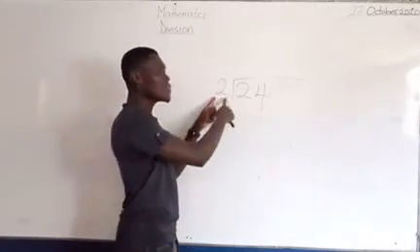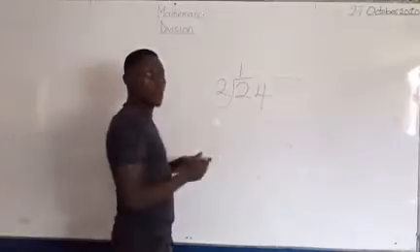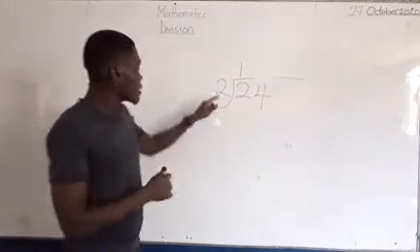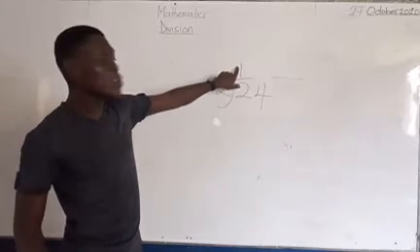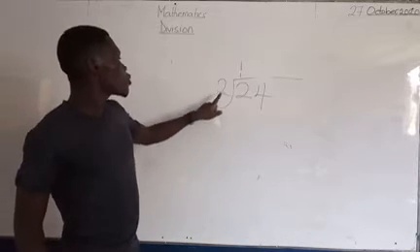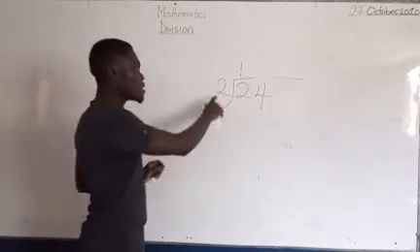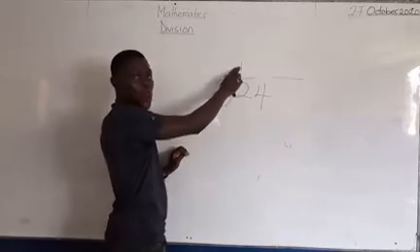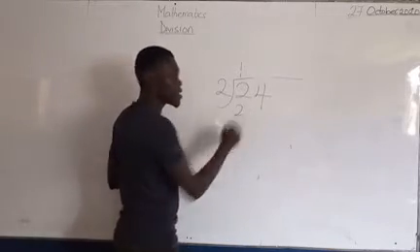Now 2 divides 2 how many times? You said once. 2 divides 2 once. Then after dividing the 2 into the 2, you multiply the divisor with the first quotient that you've gotten here. 2 times 1 will give us what? 2. Now after multiplying, the answer that you get, just write it right under the first dividend.